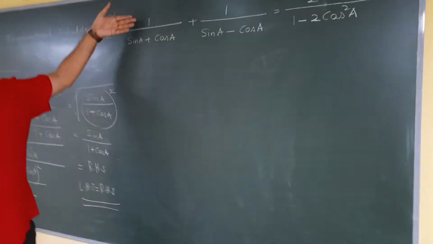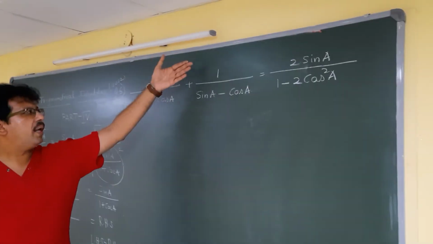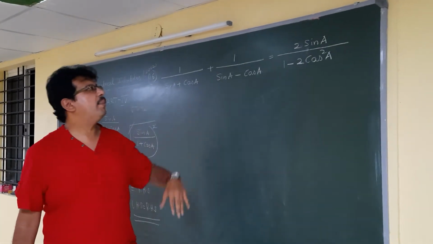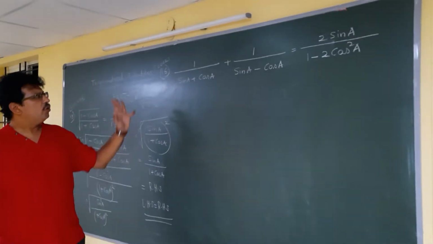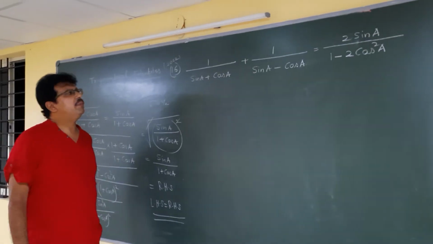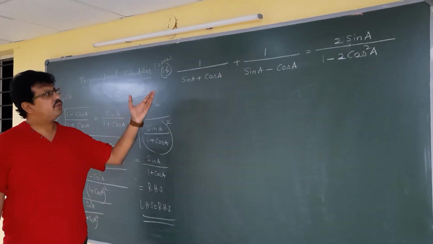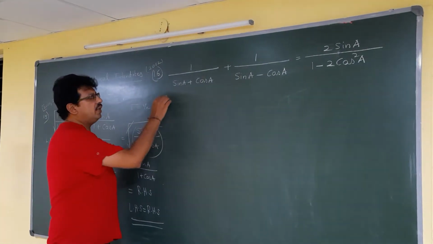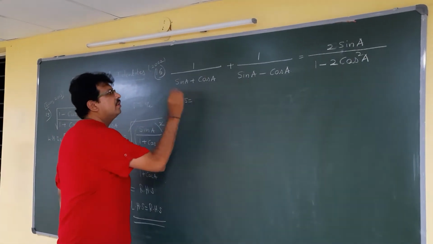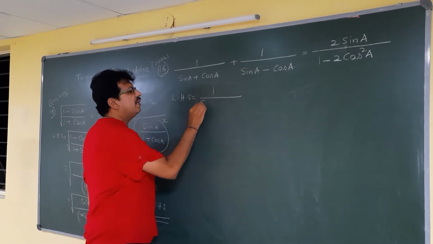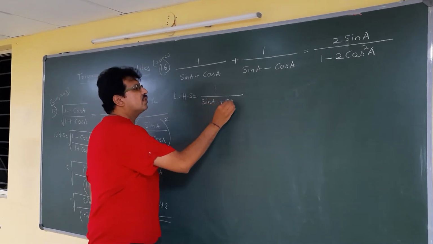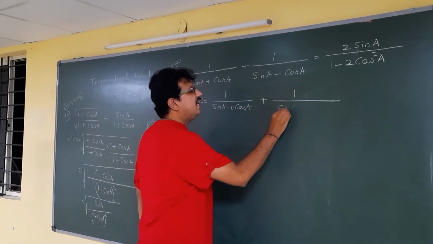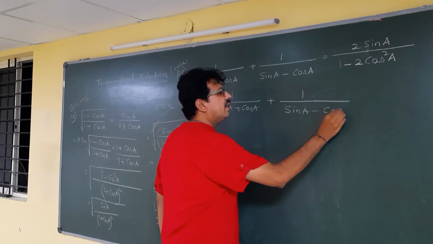That is 1 by (sin A plus cos A) plus 1 by (sin A minus cos A) equals 2 sin A by (1 minus 2 cos square A). When you observe this problem, children, we should take the left hand side and get the right hand side. So LHS is 1 by (sin A plus cos A) plus 1 by (sin A minus cos A).